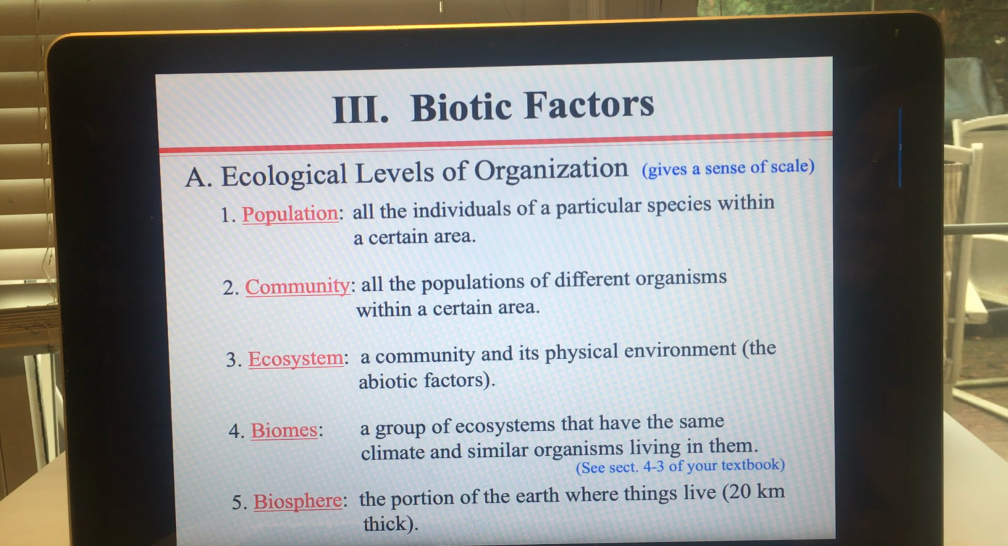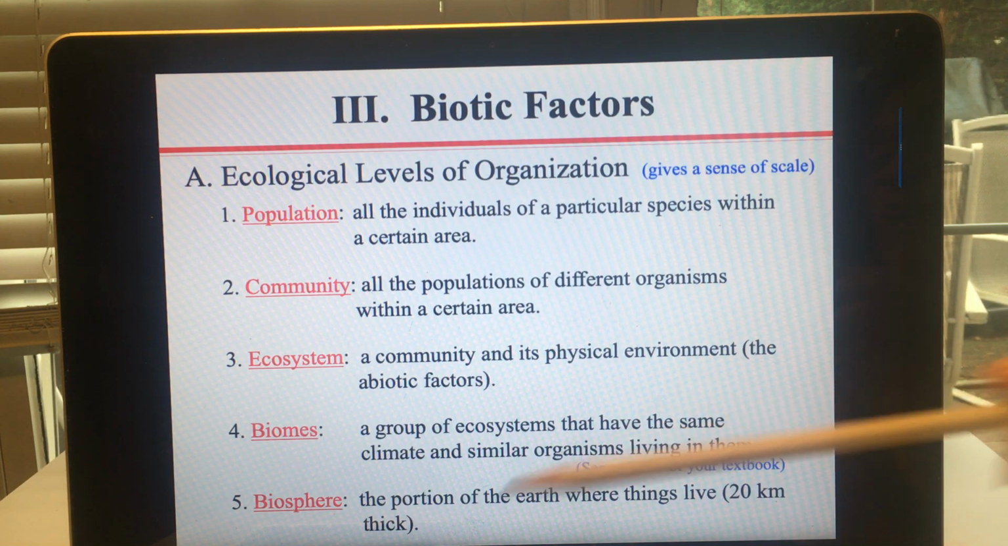And the ecosystem includes the community, but also abiotic factors. And then biomes are groups of ecosystems that have the same climate and similar organisms living in them. For example, rainforest biome, or the temperate deciduous forest, which is where we live. And then lastly, the largest vocabulary word in this, it really would be the biosphere, which is the portion of Earth where the living things are. And it's about 20 kilometers thick if you include up into the air and down into the soil.